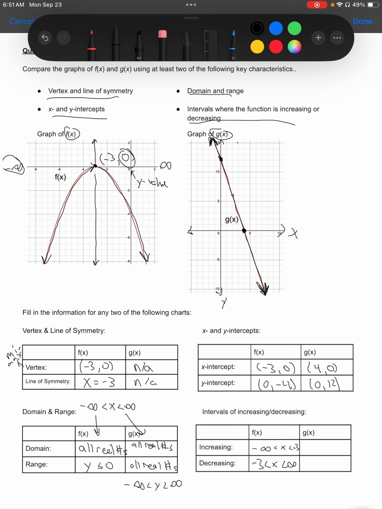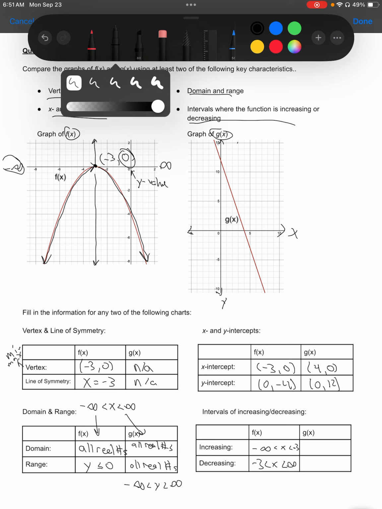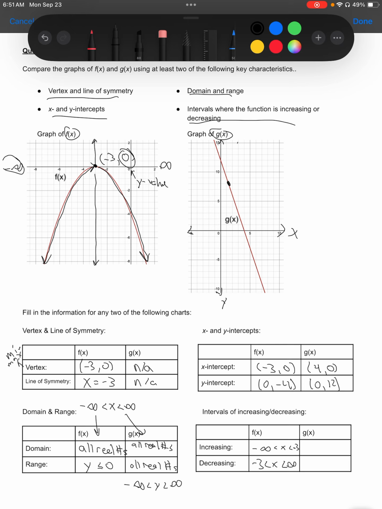If we look at g of x, I'm trying to see where it's increasing or decreasing. Well, for g of x, it doesn't matter where I start on the line. If I'm moving to the right, I'm always going down. So this graph is going down the whole time as we go to the right. So this graph is actually only decreasing, which means it is not increasing at all. And it is decreasing for all real numbers. It's decreasing the whole time. This is going to be from negative infinity to infinity.